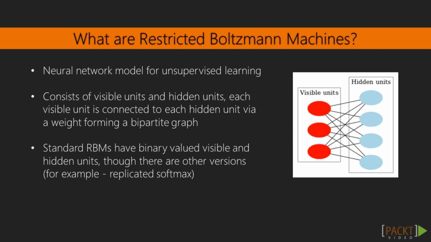The restricted part of a restricted Boltzmann machine comes from the fact that there are no connections between visible units or between hidden units, only between visible and hidden units. Another important property of an RBM is the fact that it only works with binary valued visible units, and it also generates binary valued hidden units. However, there are variants of the RBM that can accept different kinds of inputs, like the replicated softmax model.